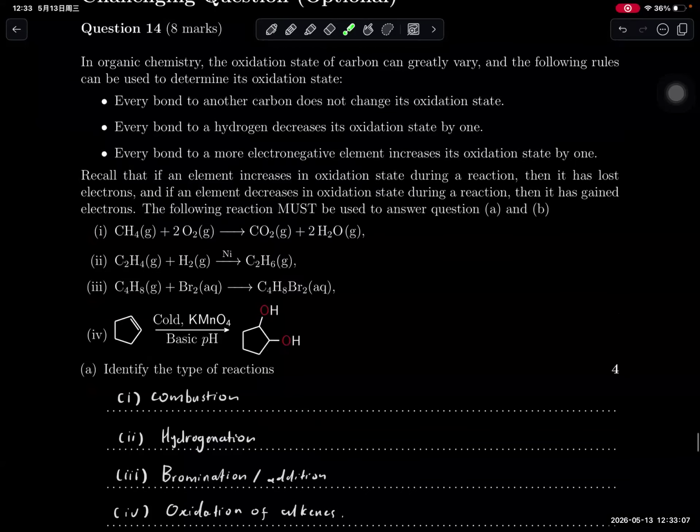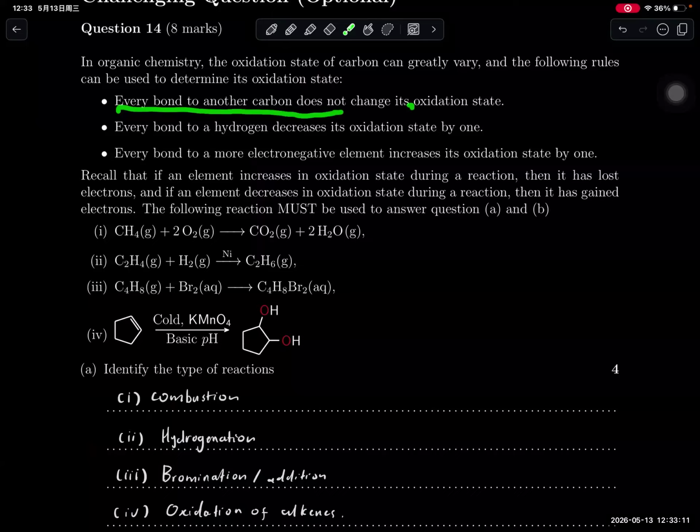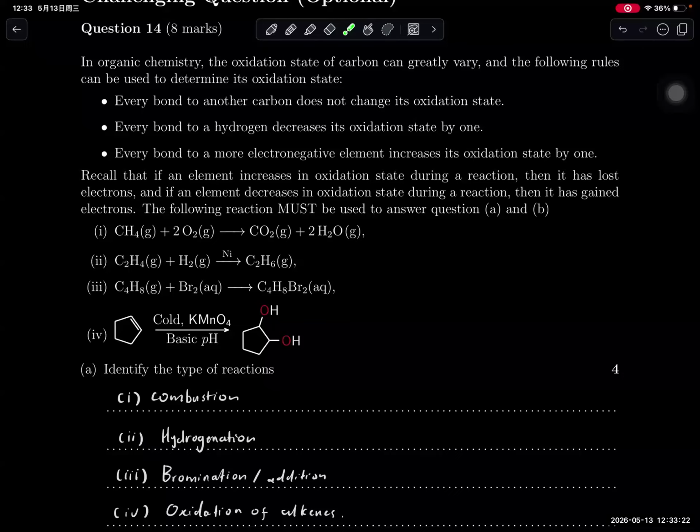But the general rule is that every bond to a different carbon does not change the oxidation state, as in exact balance. Every bond to a hydrogen decreases the oxidation state, because you can think about the electrons being shared. It's kind of like you're gaining more electrons. But every bond to an electronegative element attracts electrons away from it. It's kind of like being oxidized.